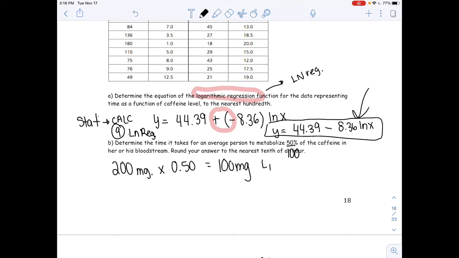Milligrams represents your L1, and L1 is always your x coordinate. So they're giving us x is 100 milligrams. We need to find the y. You always find the other coordinate. So whenever they give you an x, always press trace, x equals the amount, and then press enter. Okay, so that's what we'll do in our calculator. We're going to round our answer to the nearest tenth of an hour.